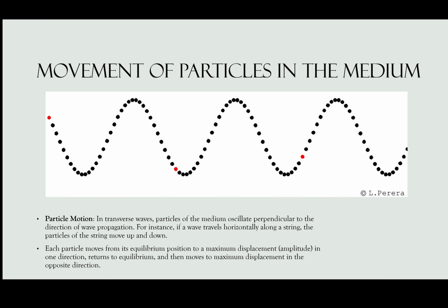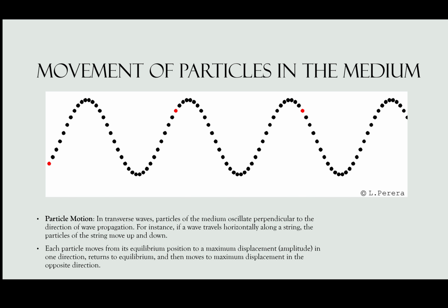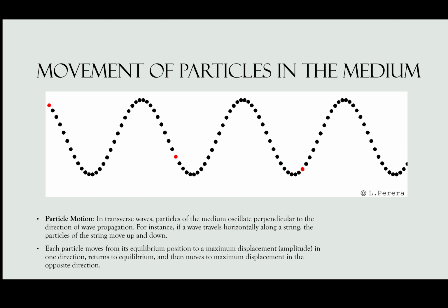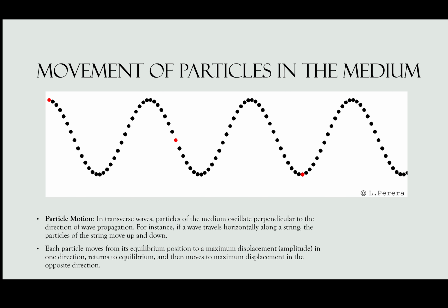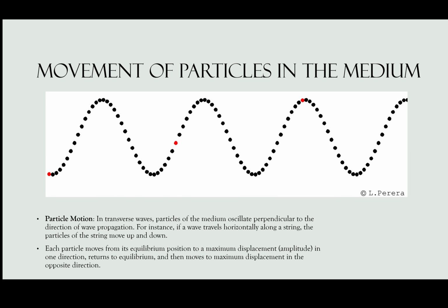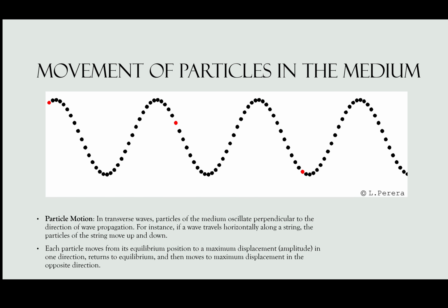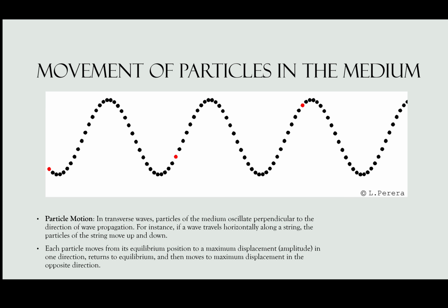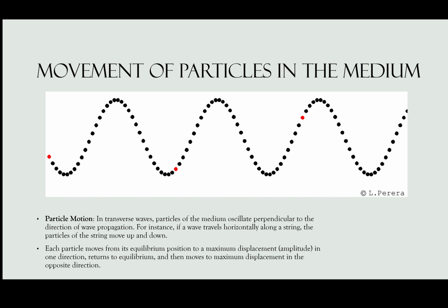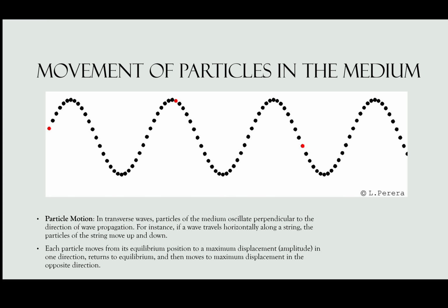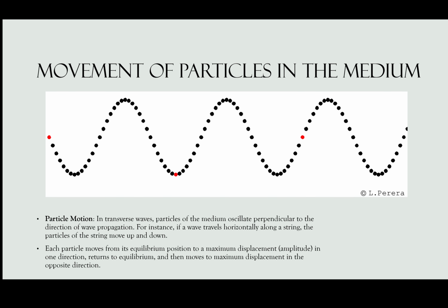Right? So this is how the transverse wave comes about, right? The particle motion, right? So in transverse waves, particles of the medium oscillate perpendicular to the direction of the wave propagation, right? So that tells us that this is a transverse wave. If a wave travels horizontally along a string, the particles of the string must move up and down.